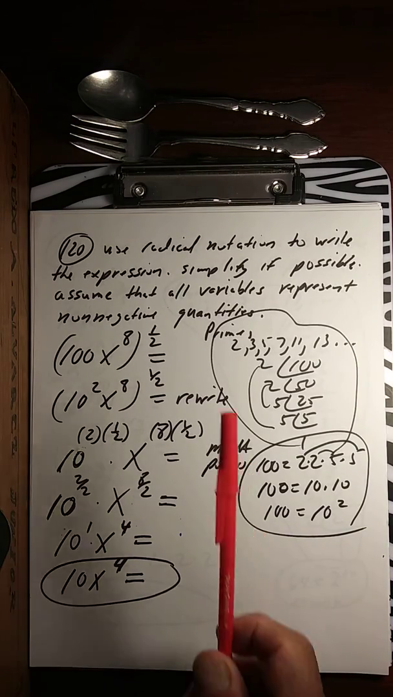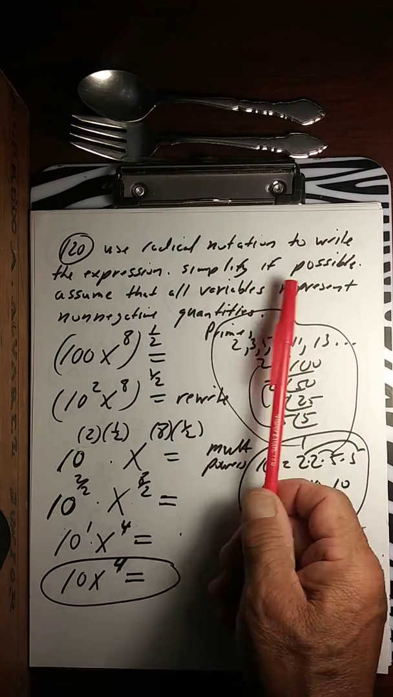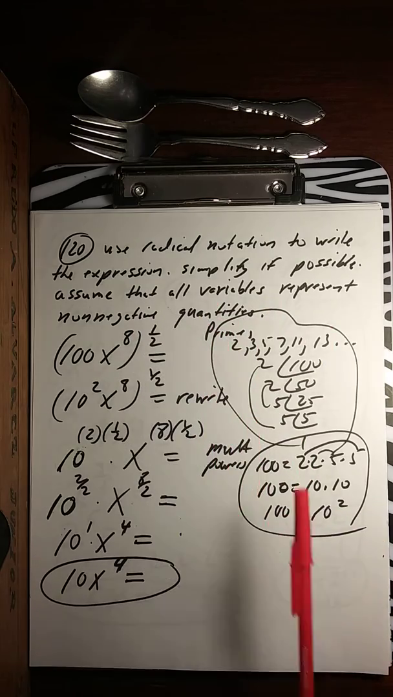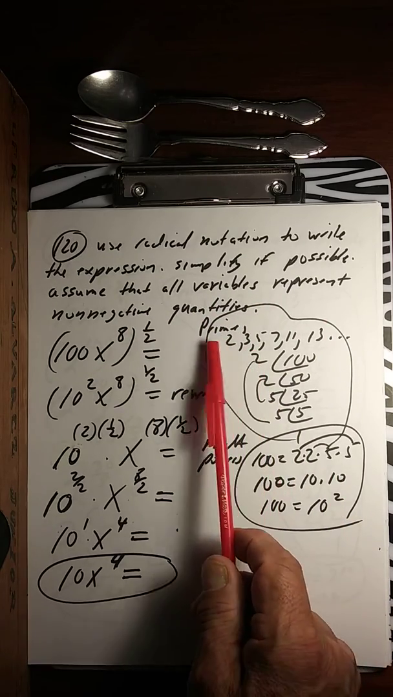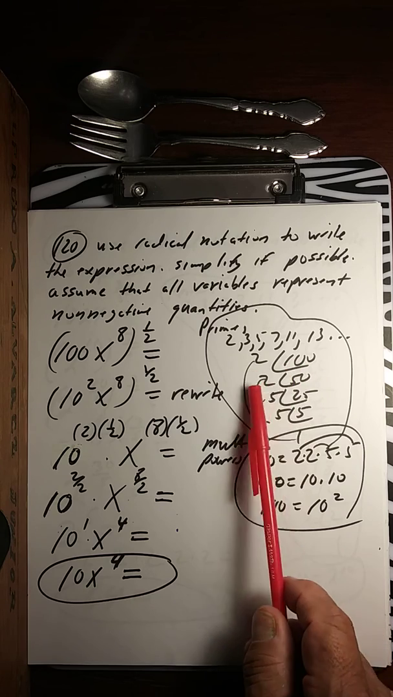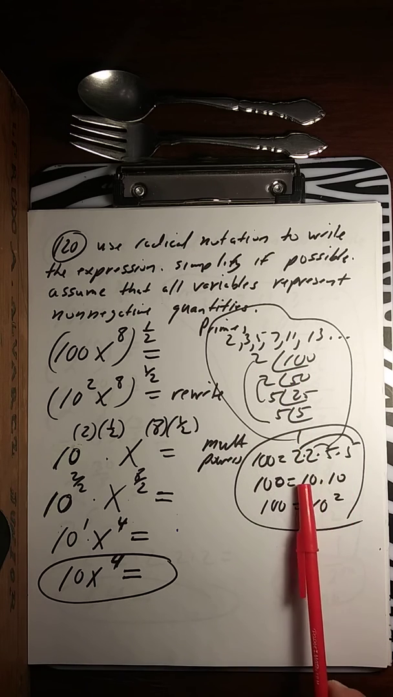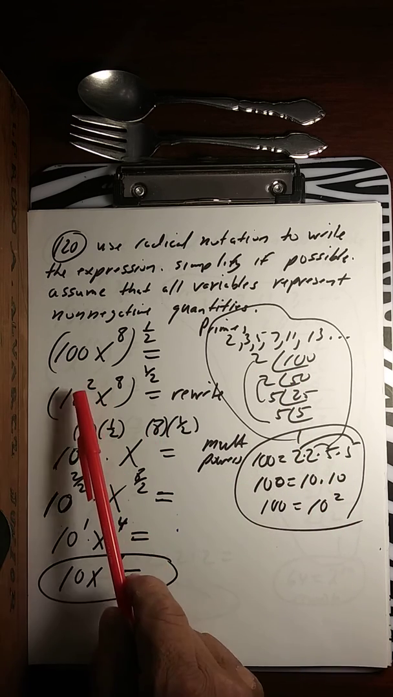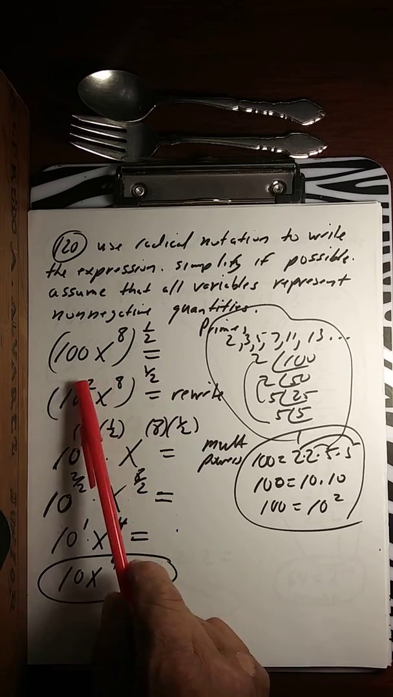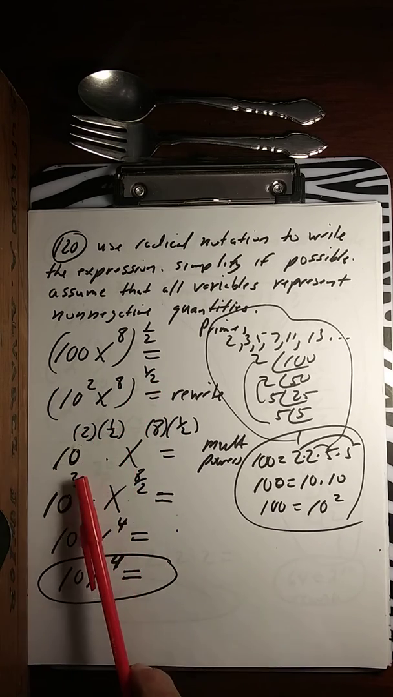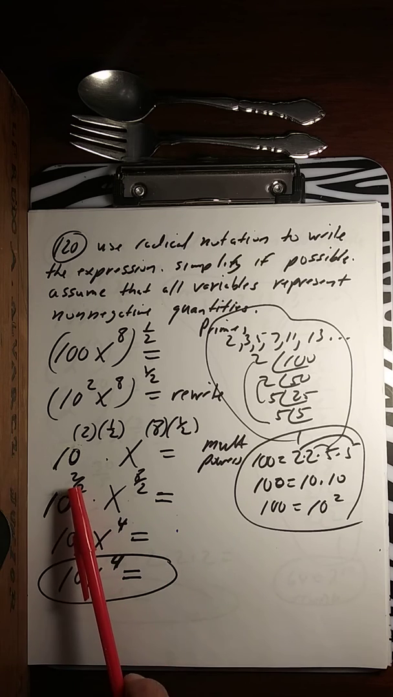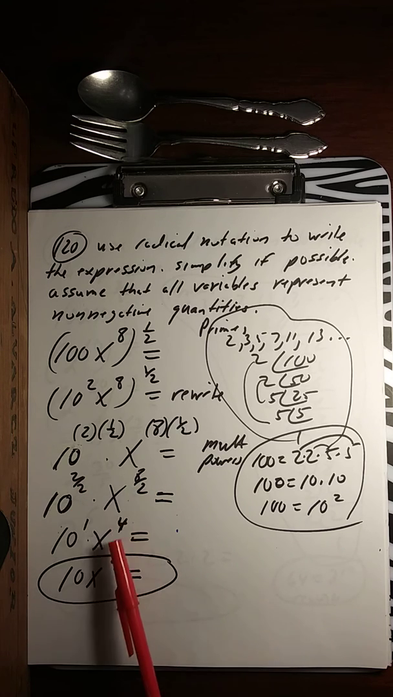Use radical notation to write the expression, simplify if possible. Assume that all variables represent non-negatives. Okay. So factor this one out. 2 there, 2 there, 2 there. So it's going to be 2, 2, 2, 5, 5. Or 10 times 10 is 10 squared. So this is 10 squared. Half of this, half of this. Half of that is 2 over 2. 8 over 4. So that's going to be 10 to the 1, x to the 4. So 10 x to the 4. You're done.